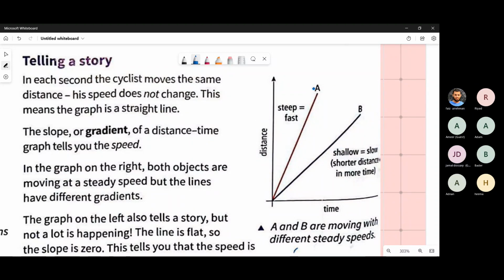So steep is equal to fast, and shallow or less steep is what? Is equal to slower speed.